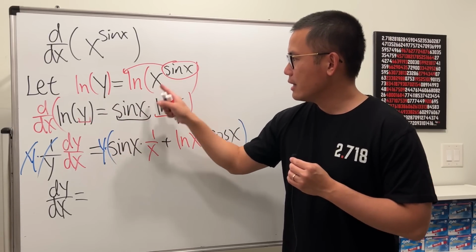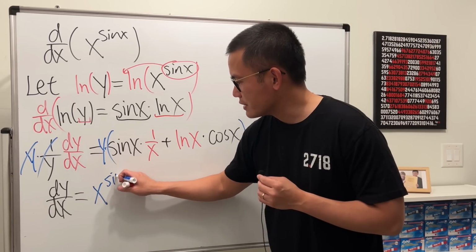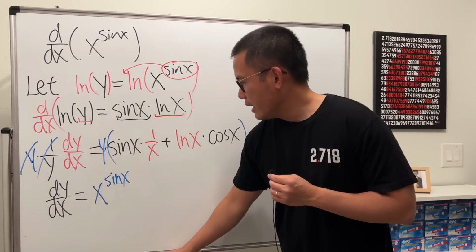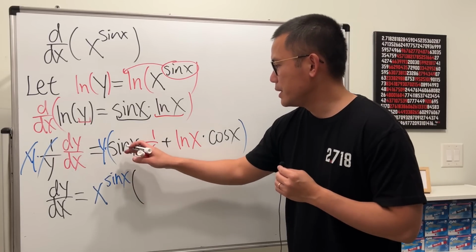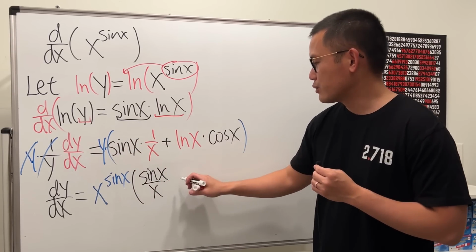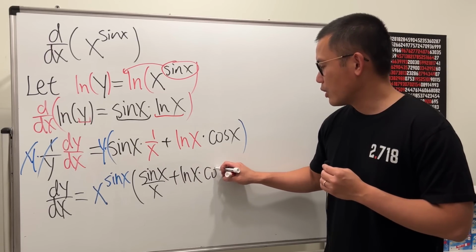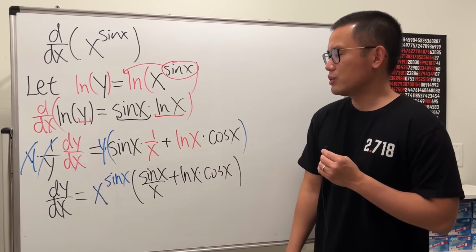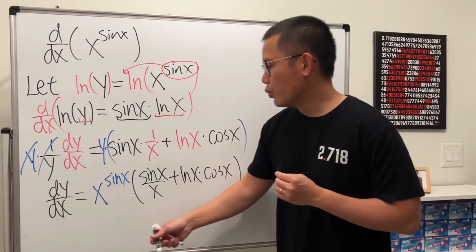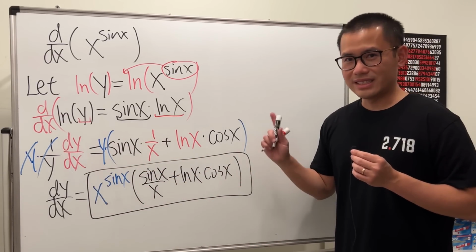So for this y, let's go ahead and put that down: x raised to the power of sin x. And then for the rest, probably we can just write this as sin x over x. And then this right here, just keep it. We can put it as ln x times cosine x. There's nothing much that we can do. And this right here will be the answer for that. Okay, so that's the first way.